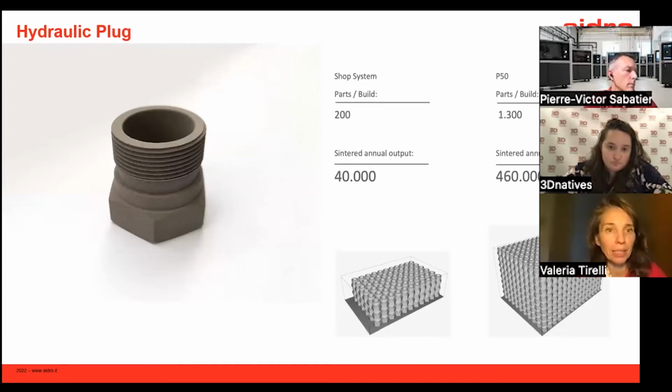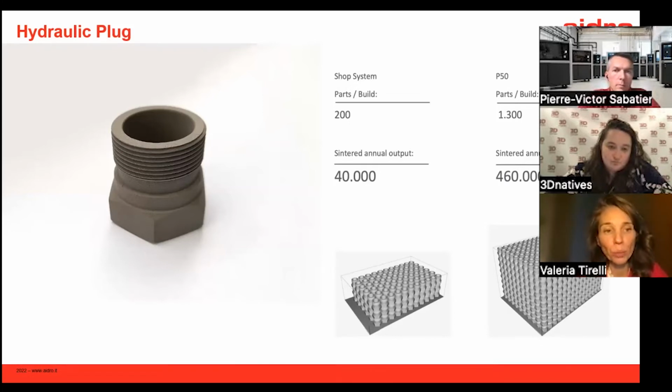In the next slide, you will see another example. This is a hydraulics plug, a component that we install in our valves. Again, this year we were quite desperate to find these parts because there were a lot of problems with the metal parts and the supply chain. So in the end, we decided to solve the problem and print these parts.